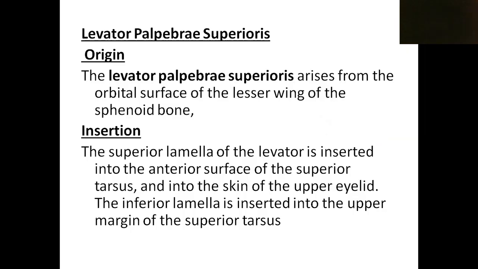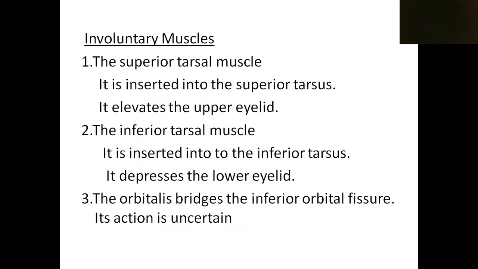Now involuntary muscles. What are the involuntary muscles? The first is the superior tarsal muscle. Actually, the superior tarsal muscle is a part of the levator palpebrae superioris, which elevates the upper eyelid. Then the inferior tarsal muscle, which arises from the inferior oblique and inferior rectus, and depresses the lower eyelid.